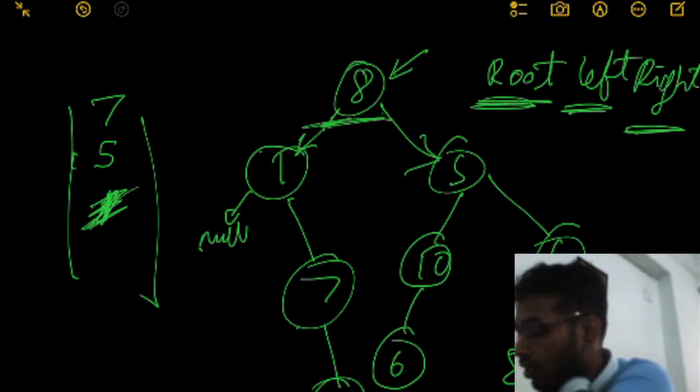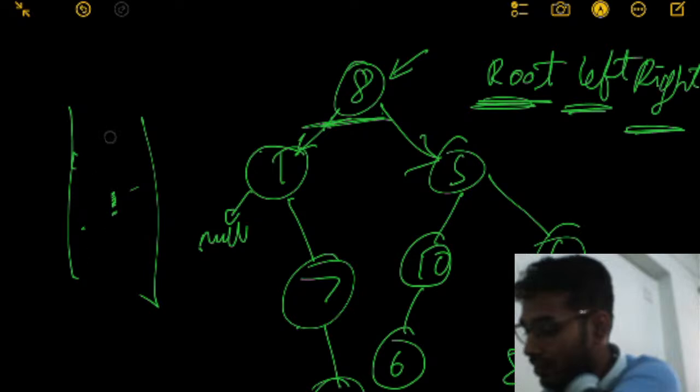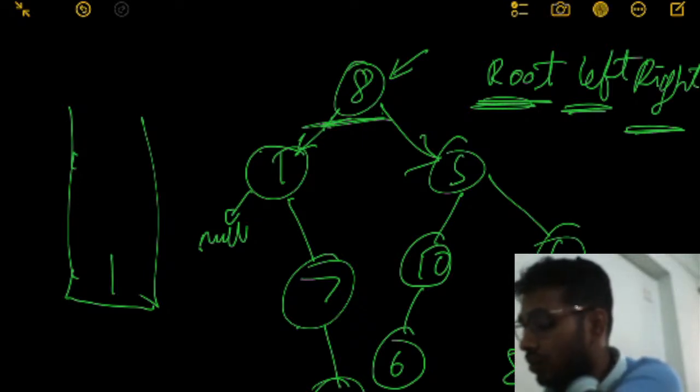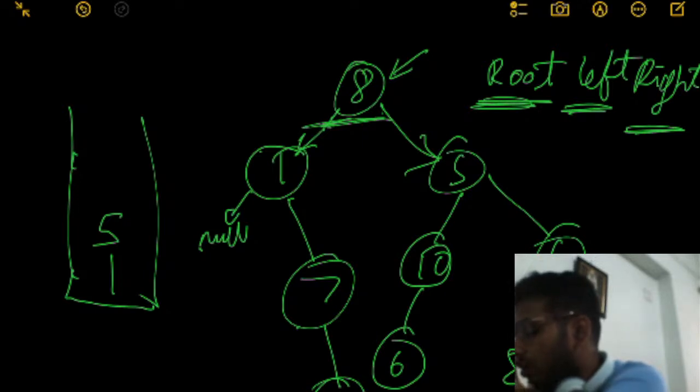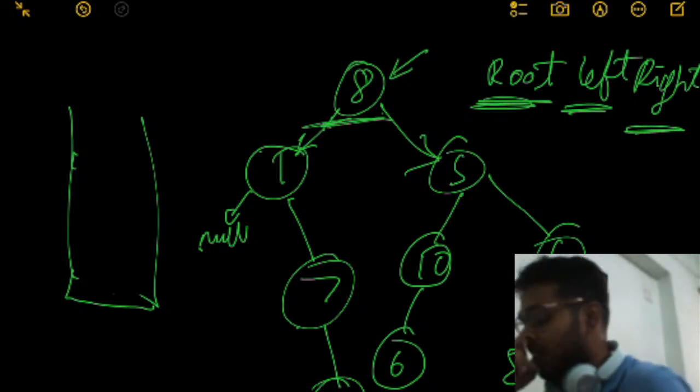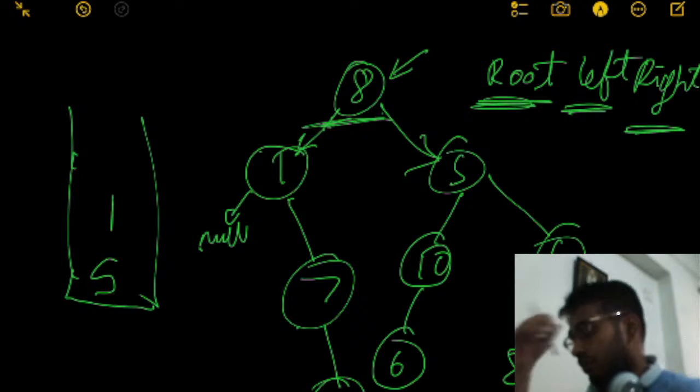Actually wait, I've done something wrong. This is not how it happens. We popped 8, and then we pushed it to the answer stack. We then pushed 5 and 1. No, we need to first push in 5, and then we push in 1.